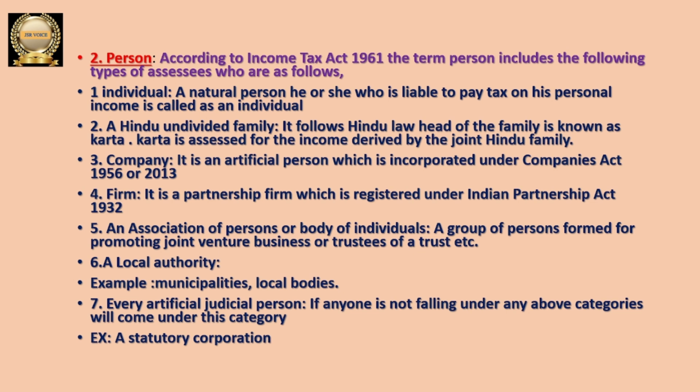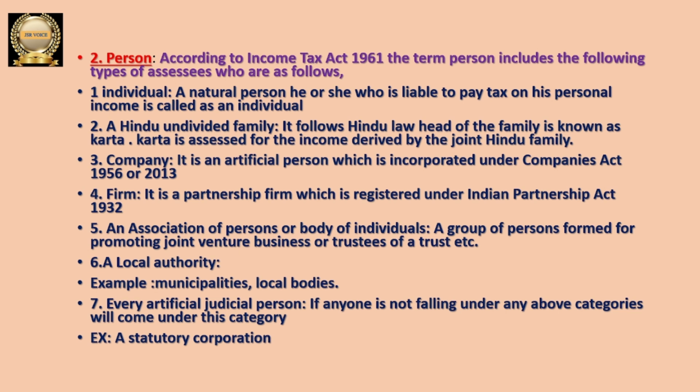Individual is treated as a person. Hindu undivided family also is treated as a person. Company also is treated as a person from the income tax point of view. Firm, partnership firm also is treated as a person. Association of persons or body of individuals is also called a person. Local authorities, every artificial juridical person. So these all are treated as persons under the Income Tax Act 1961.